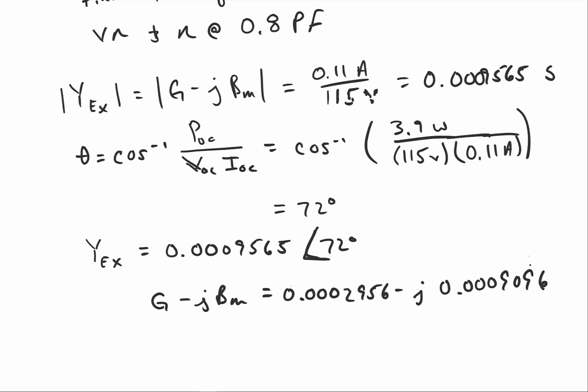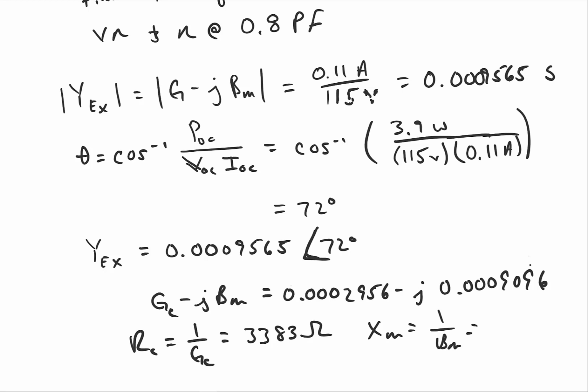And then to get the resistance, that of course is equal to 1 over, we'll call this G sub C, which is 3383 ohms. And X sub M equal to 1 over B sub M is 1099 ohms. So we get all that from the open circuit test.